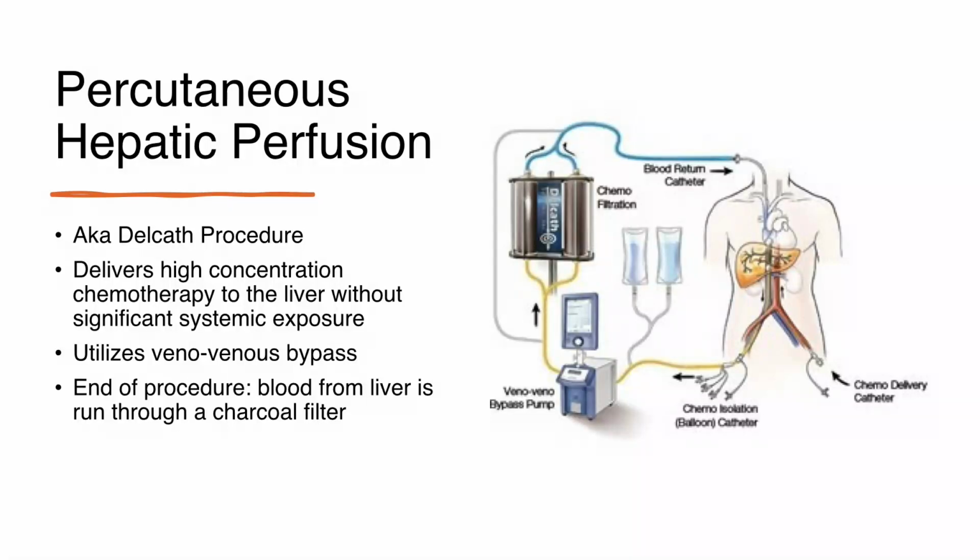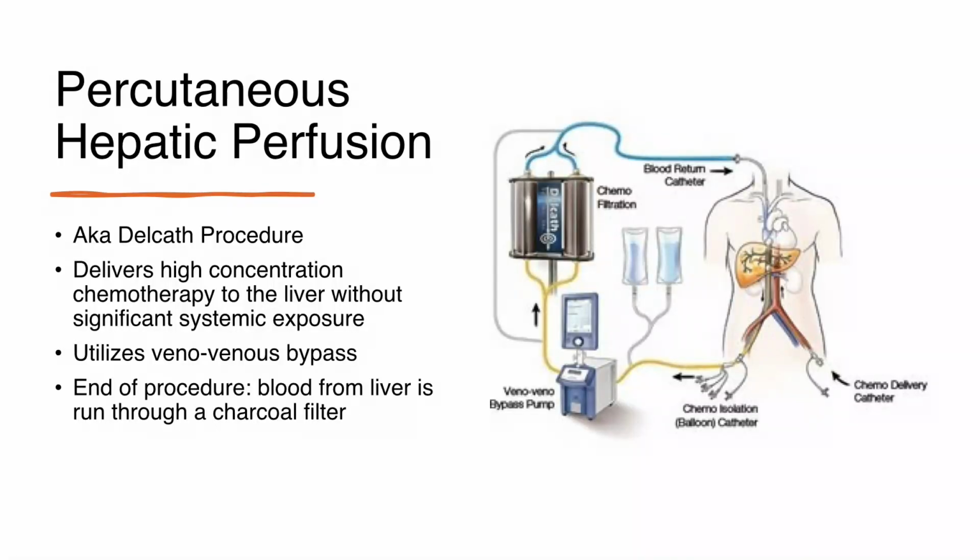Before I dive into the presentation, I would like to talk briefly about the procedure itself. PHP, Percutaneous Hepatic Perfusion, aka the Delcath procedure, is an IR procedure that delivers high dose and high concentration of chemotherapy agents to the liver of a patient who has a history of hepatic metastasis.